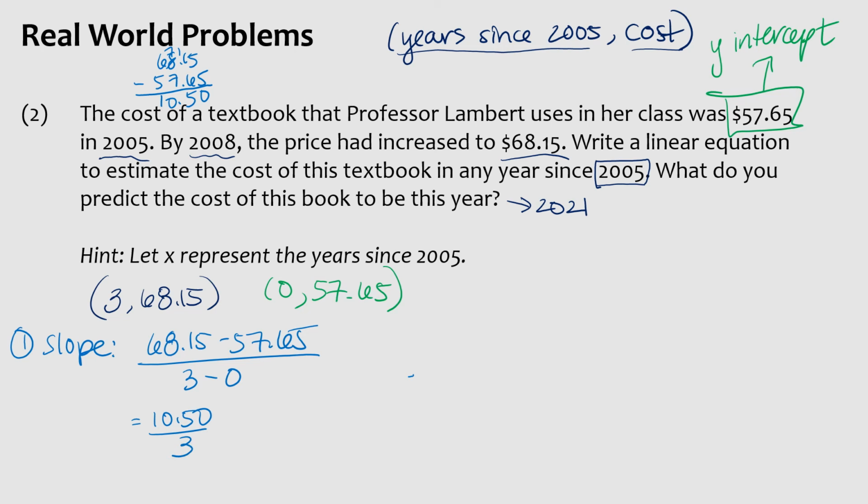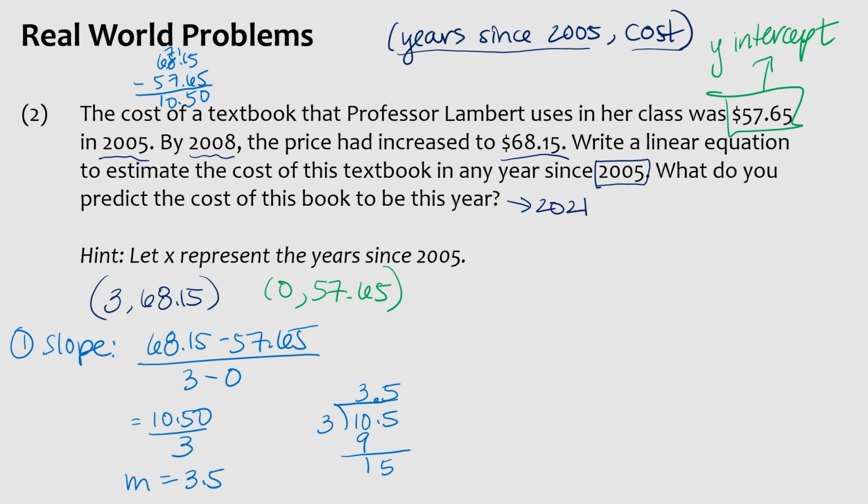I don't like that at all, but it screams long division. So here we go. 10.5 divided by 3. We can do this. There's a 3, and then 1 doesn't go in, so I'm going to have to bring the 5 down. And notice I'm going to bring my decimal up so I don't lose it. And I get 3.5. So that's not so bad. So my slope is going to equal 3.5.